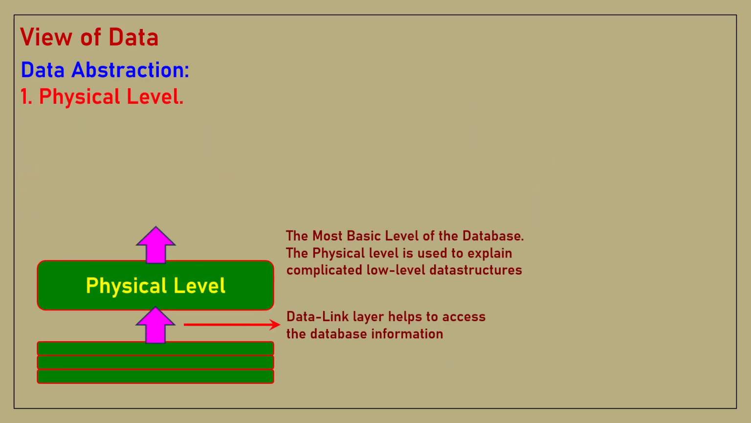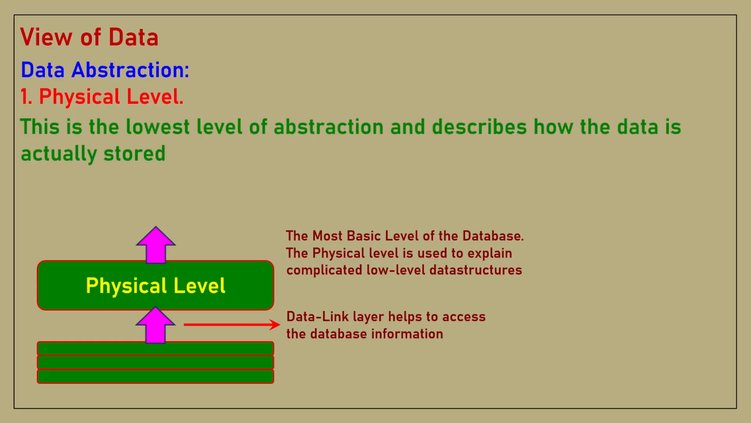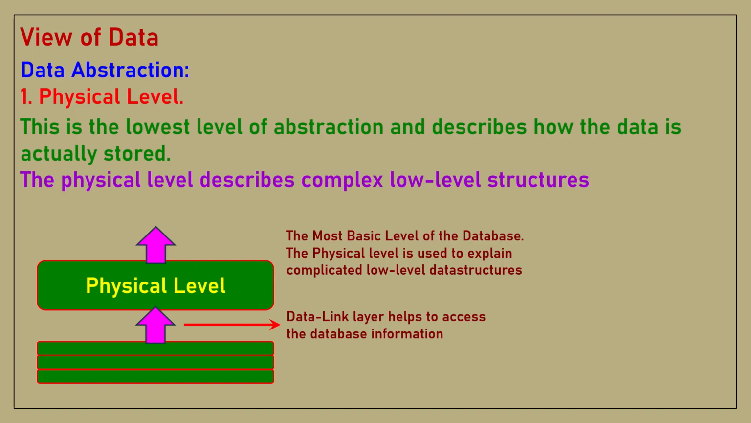Physical level. This is the lowest level of abstraction and describes how the data is actually stored. The physical level describes complex low-level structures in detail.